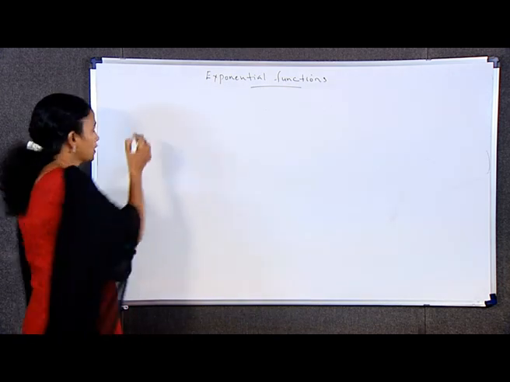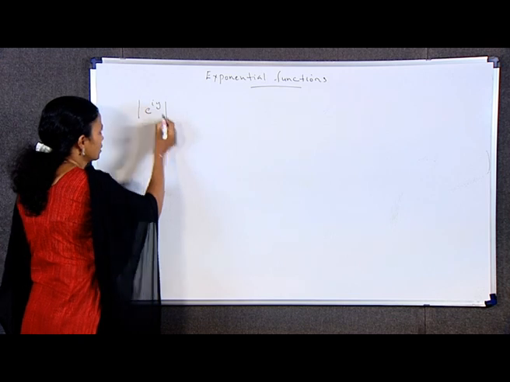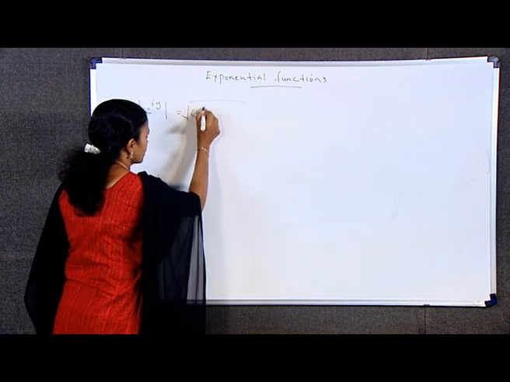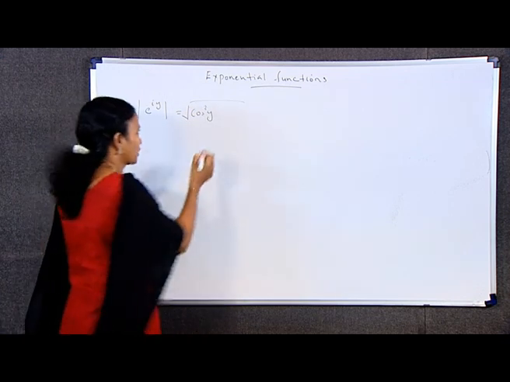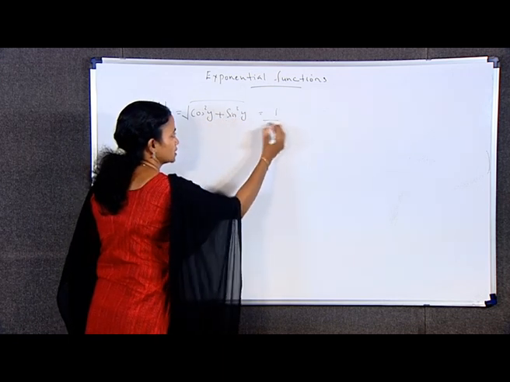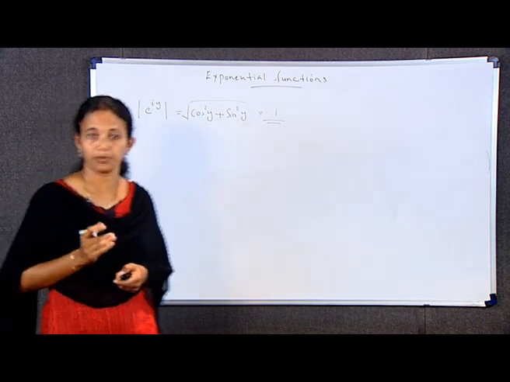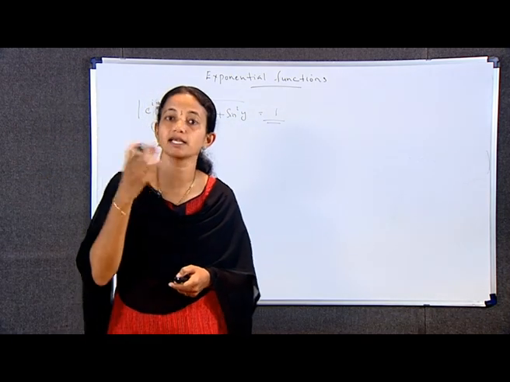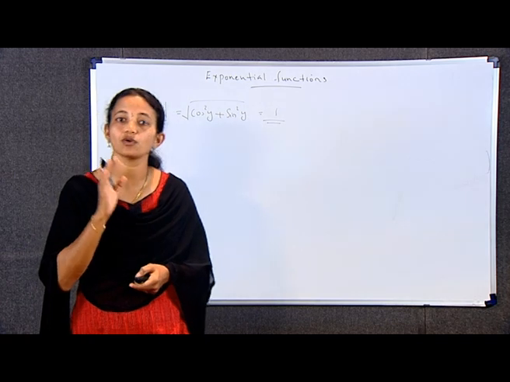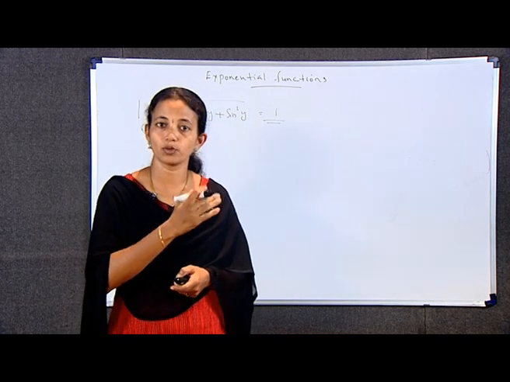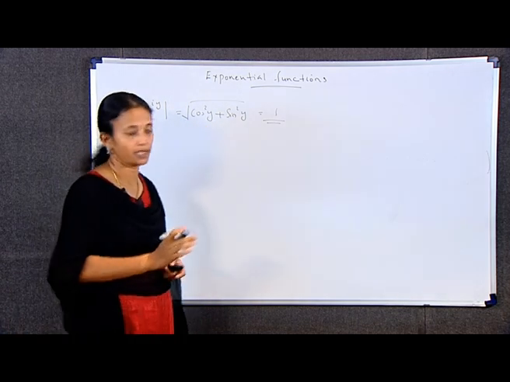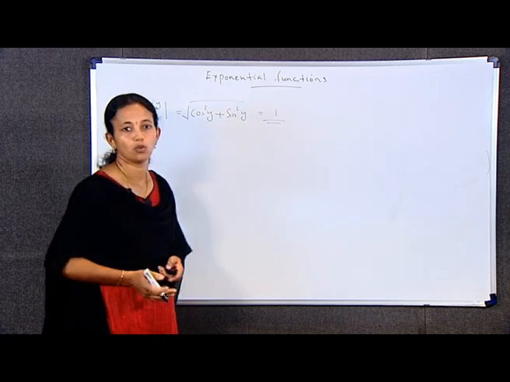Next we have modulus of e raised to iy, which is equal to square root of cos square y plus sin square y. We know cos square plus sin square equal to 1. So, this is equal to 1. The proof is simple: e raised to iy we can write as e raised to 0 into cos y plus i sin y, though the x term is absent. So, this is equal to cos y plus i sin y. Therefore, taking modulus of e raised to iy is equal to square root of cos square y plus sin square y, and we know cos square y plus sin square y equals 1.